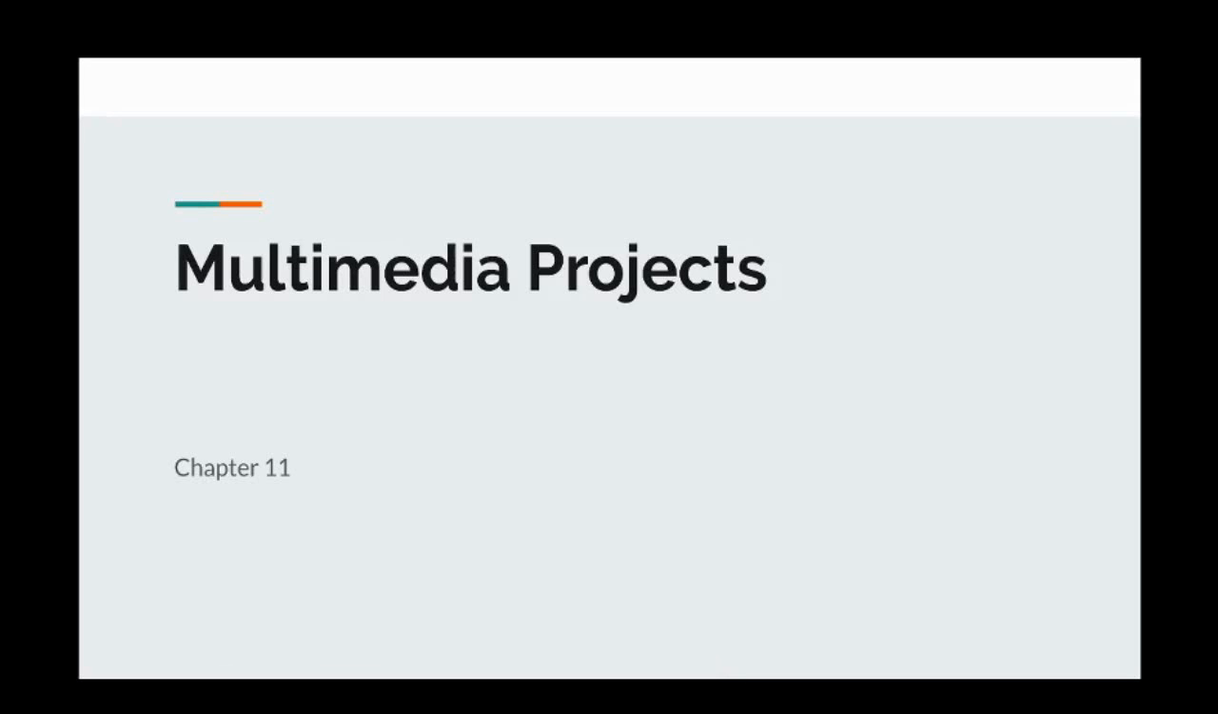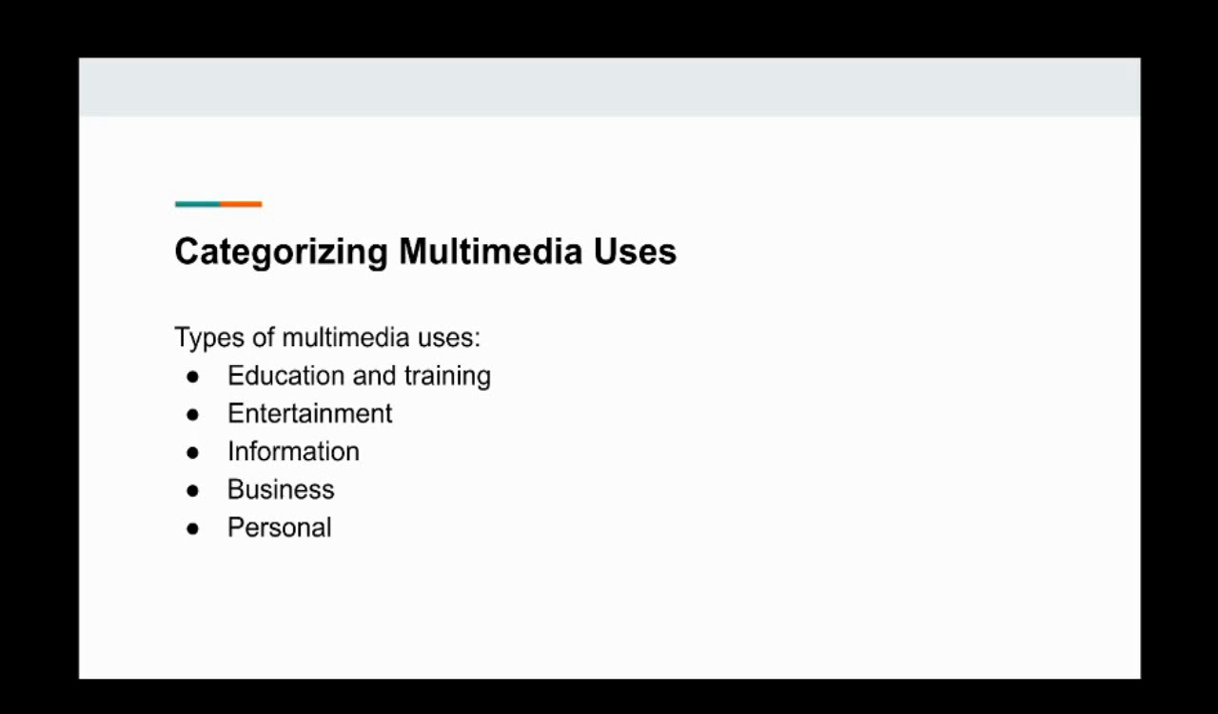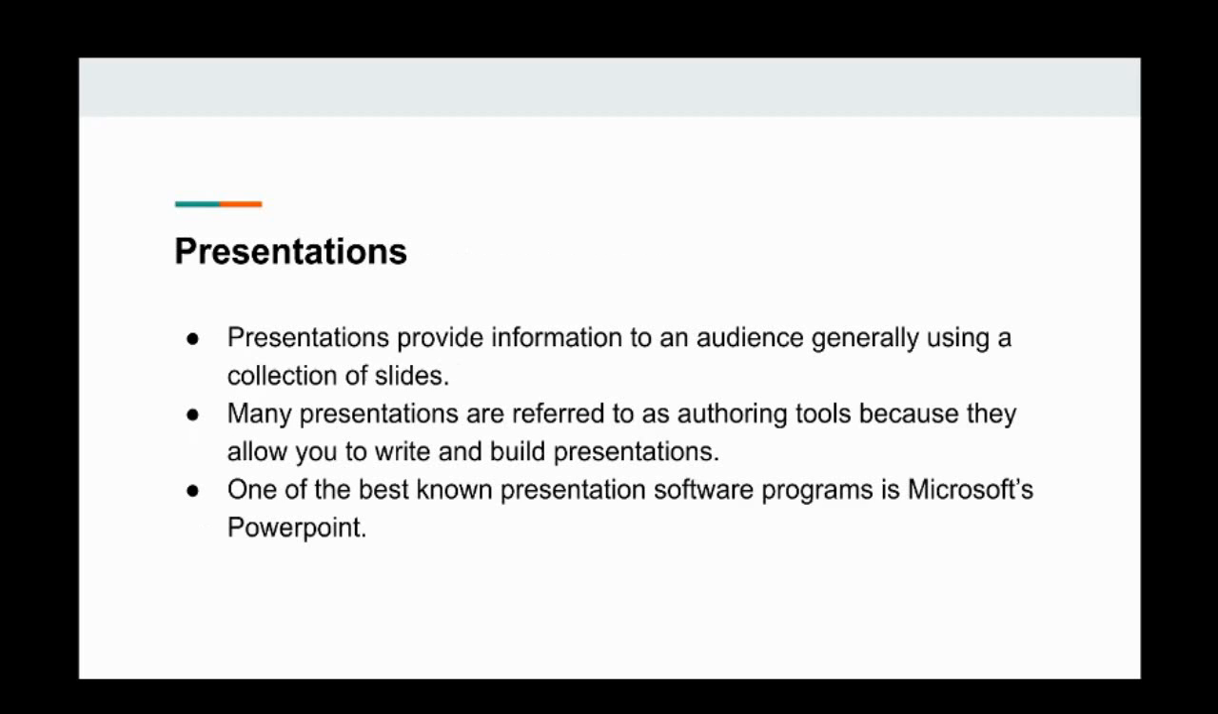We had multimedia projects, which was chapter 11. So basically this chapter just talked about bringing everything that we've learned together and the different purposes for this interactive multimedia and how it can be interesting and entertaining as well as captivating. So it talks about categorizing multimedia uses. The types of multimedia uses include education and training, entertainment, information, business, as well as personal.